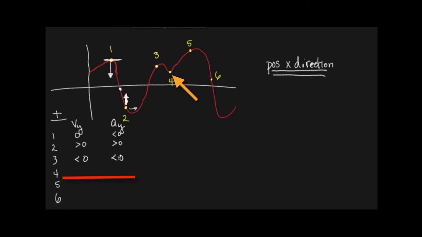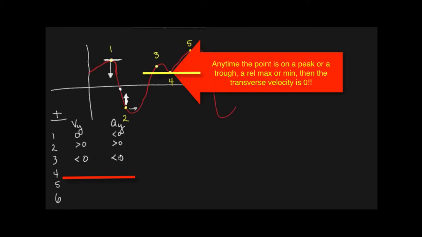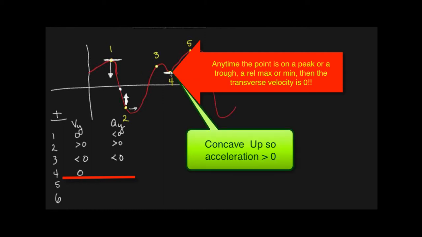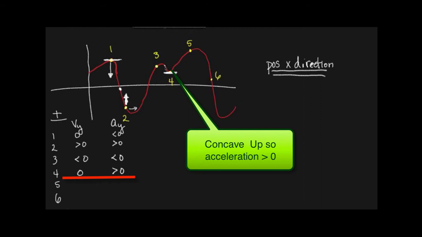Okay, so let's look at point 4. What's going on at point 4? Point 4, the velocity is 0 because it's at a 0 slope. Very good. But since it's smiling, it's positive acceleration. Good. Greater than 0. It's concave up. This region right here is concave up.